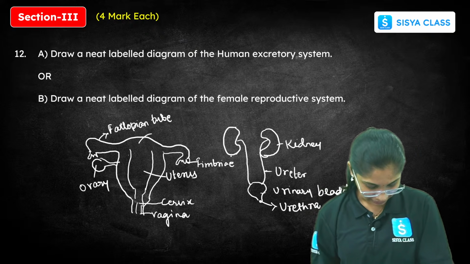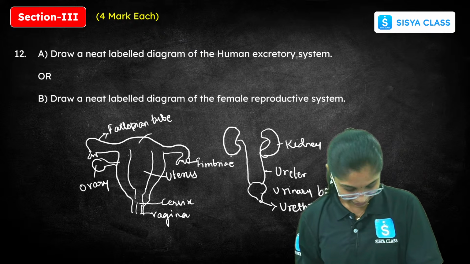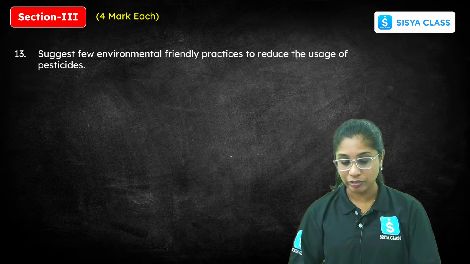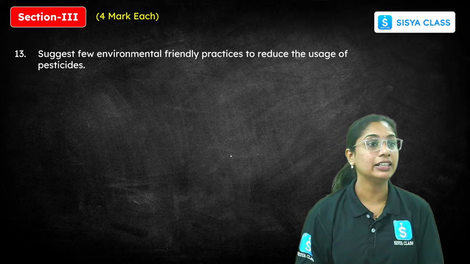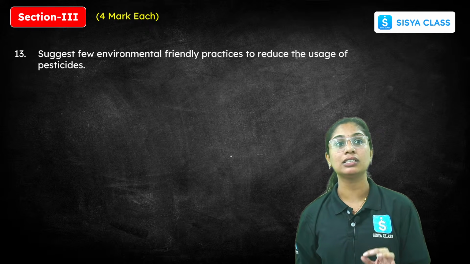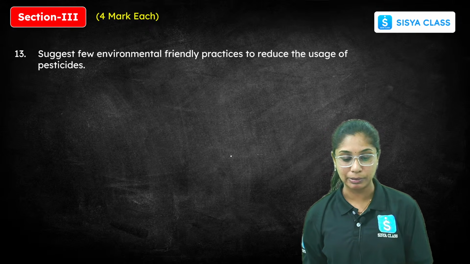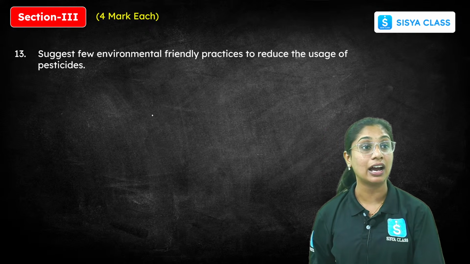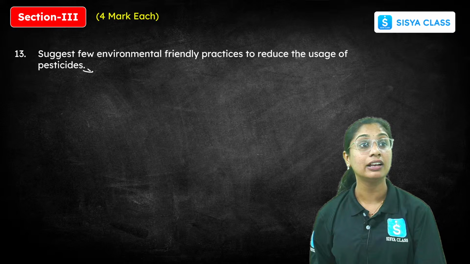Okay, everyone, so clear, everyone? Moving forward to the next one, the 13th question: suggest a few environmentally friendly practices to reduce usage of pesticides. Pesticides are chemicals, right? What is the effect of it? If exposed for a longer period, it may lead to various kinds of pollution. So what are the other methods that we can opt for?